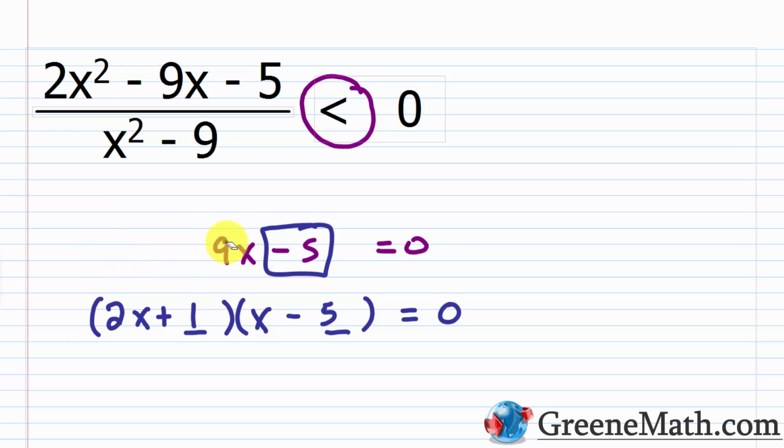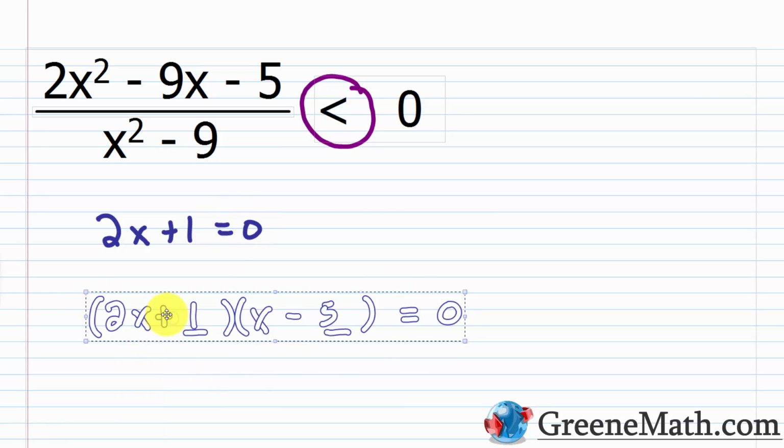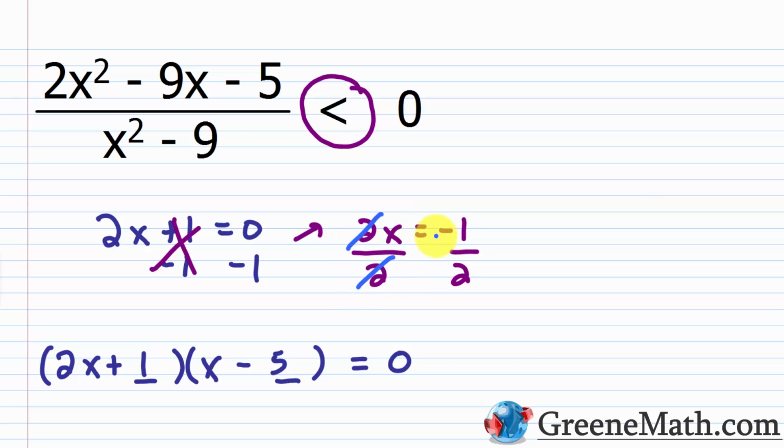All right, so we can solve this using our zero product property. I can set 2x plus 1 equal to 0. Let me kind of scooch this down. And I can solve this. So -1 on each side of the equation. We know that this cancels. You'll get that 2x is equal to -1. Divide both sides of the equation by 2. And we'll cancel this 2 with this 2. X is equal to -1/2. Okay? So let's put this over here. We'll put x is equal to -1/2.